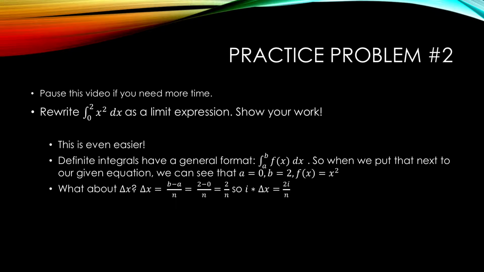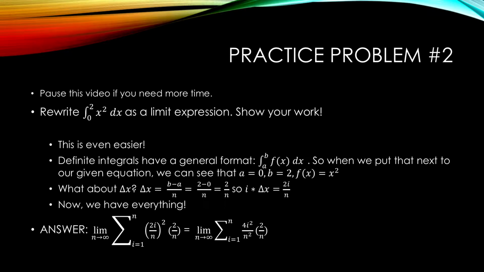Since we know delta x equals b minus a over n, and we know that b is 2 and a is 0, we can conclude that delta x is 2 over n. So when we multiply that by i, we find that i times delta x equals 2i over n. So now we have everything that we need to write it into a Riemann sum. So the answer is this.